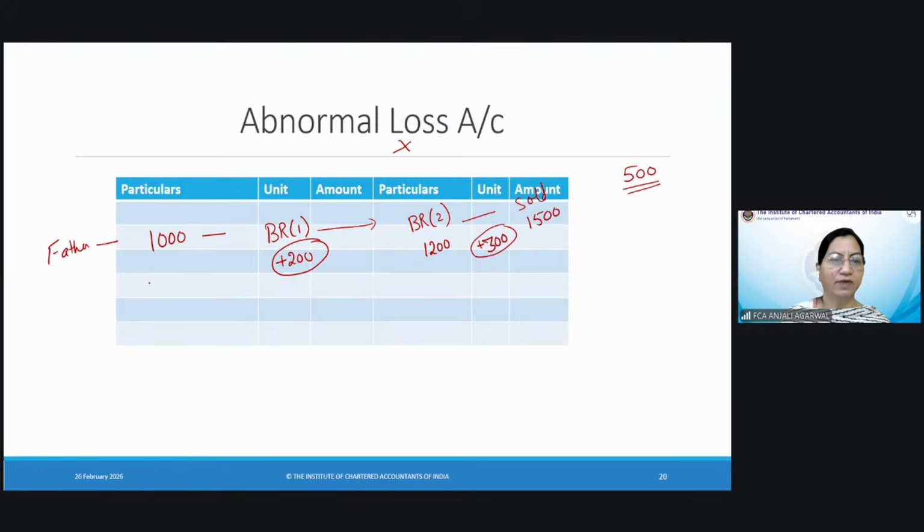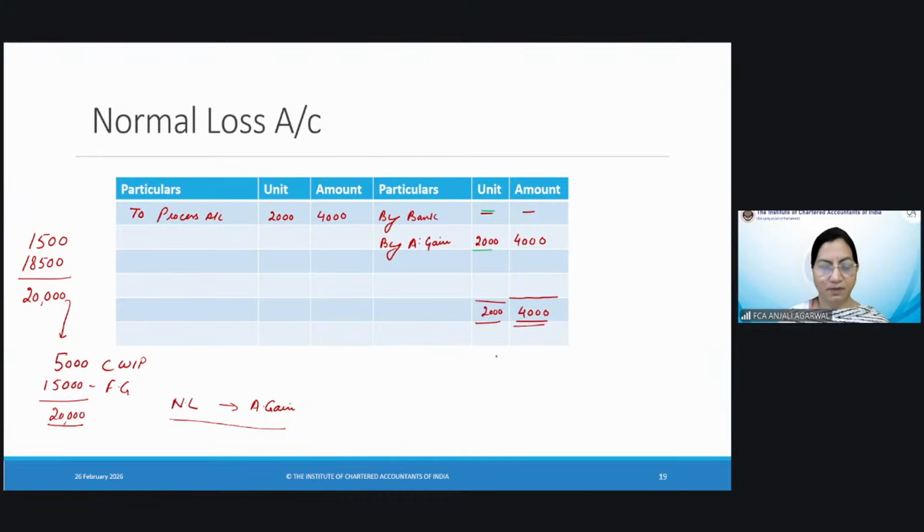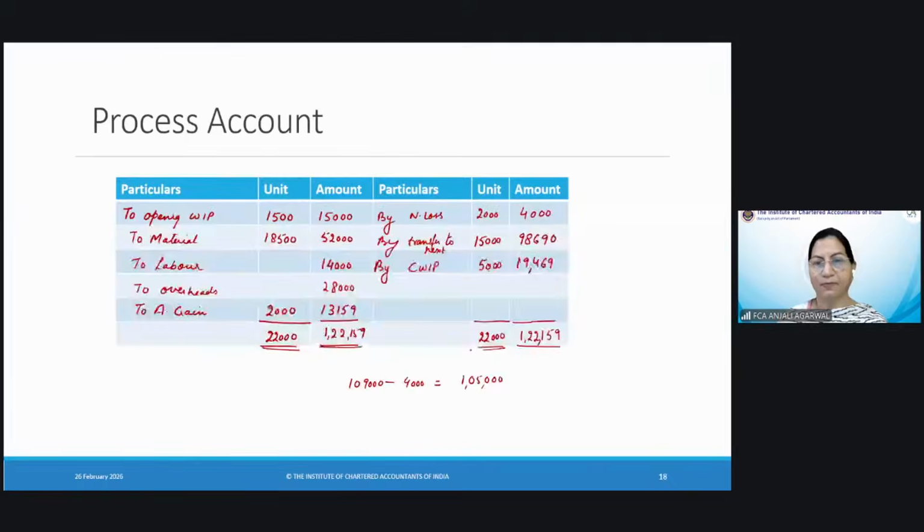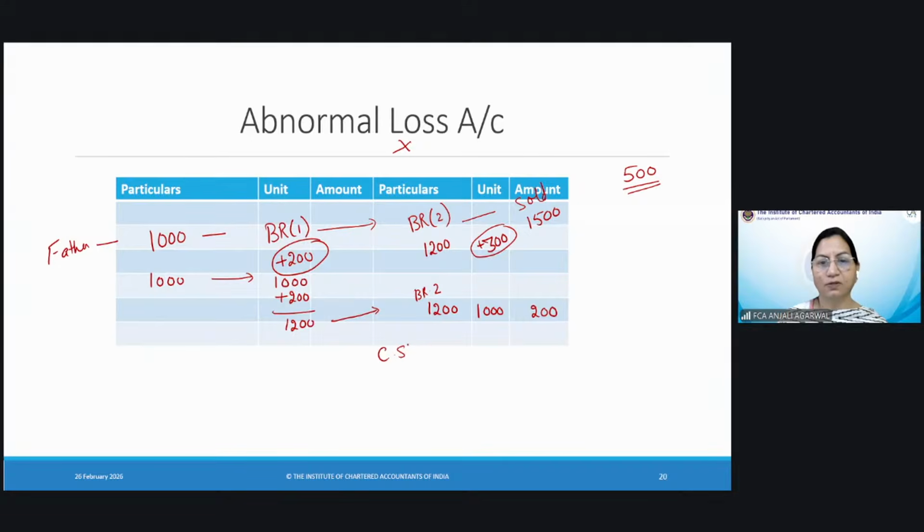Now, what happened is when 1000 rupees goods moved to brother one, he added 200 on that, 1200, and he passed the entire lot to brother two, no closing stocks. But at brother two, when 1200 worth of goods came, which was costing 1000, which had brother one's profit of 200, out of this, he kept a closing stock of 600 at this value. So if 1200 is costing 1000, 600 would be costing 500.